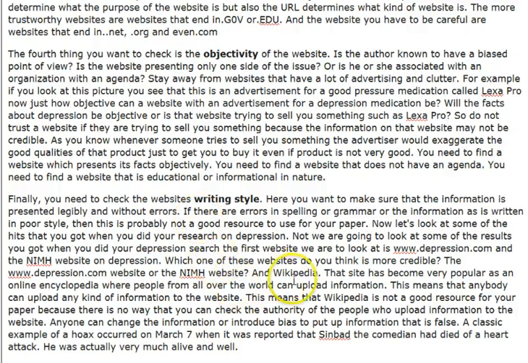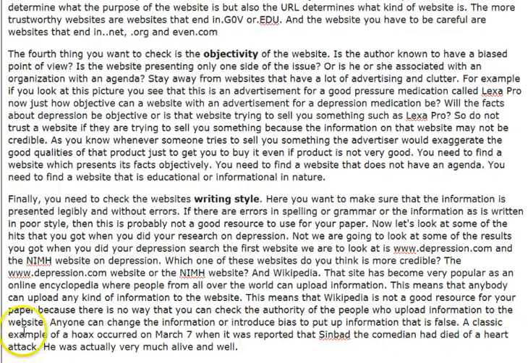One last thing, Wikipedia. Now Wikipedia is a very popular site, but it is not a valid or credible source because anybody can upload any kind of information to the website. This means that Wikipedia is not a good resource for your paper because there is no way you can check the authority of the people who upload information to the website. Anyone can change the information or introduce bias to put up information that is false.